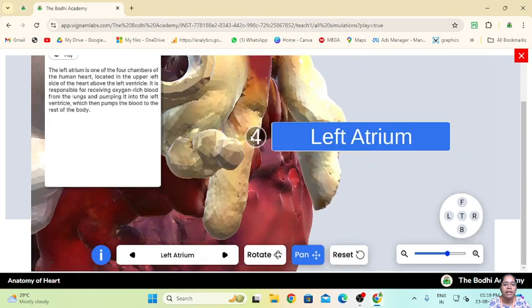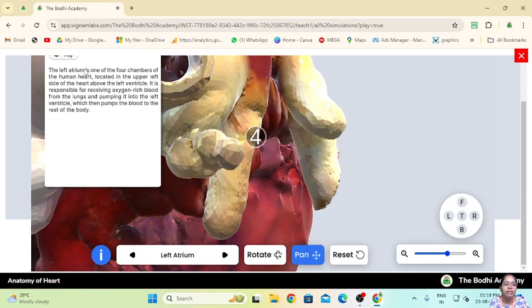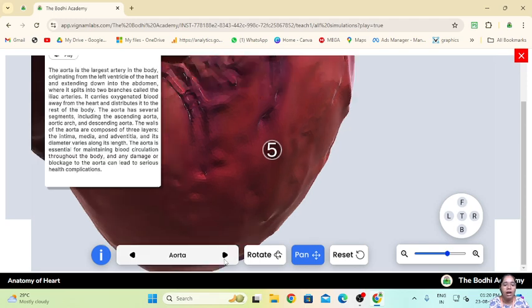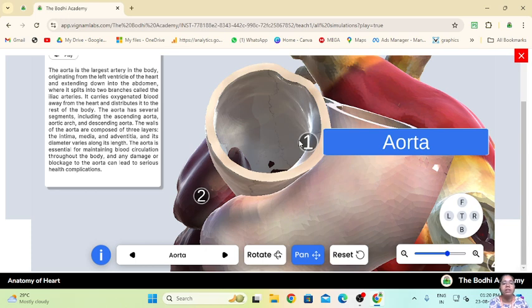Then comes the next part, that is the left atrium. The left atrium is one of the four chambers of the heart, located at the upper left of the heart above the left ventricle. It is responsible for receiving oxygen-rich blood from the lungs and pumping it into the left ventricle. So the left ventricle will receive the oxygenated blood from the left atrium, and then the left ventricle will pump it into the aorta. Then from the aorta the oxygenated blood will be supplied to the rest of the body parts.